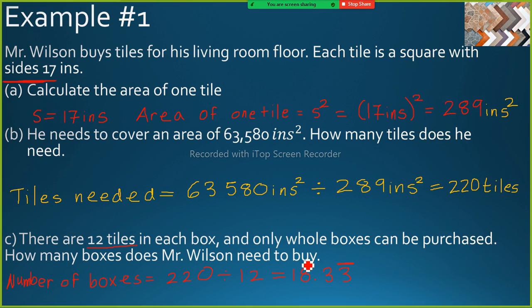But they say that only whole boxes can be purchased. So we can't purchase 18.33 boxes, right? You can't go to the store and say, oh, I want 18.33 boxes. They'll be like, what do you mean? You either have 18 or 19. Hopefully y'all are following me. They'll look at you like you're crazy because they're like, we don't have that. We only have whole boxes. Okay? So how many boxes does he need to purchase?